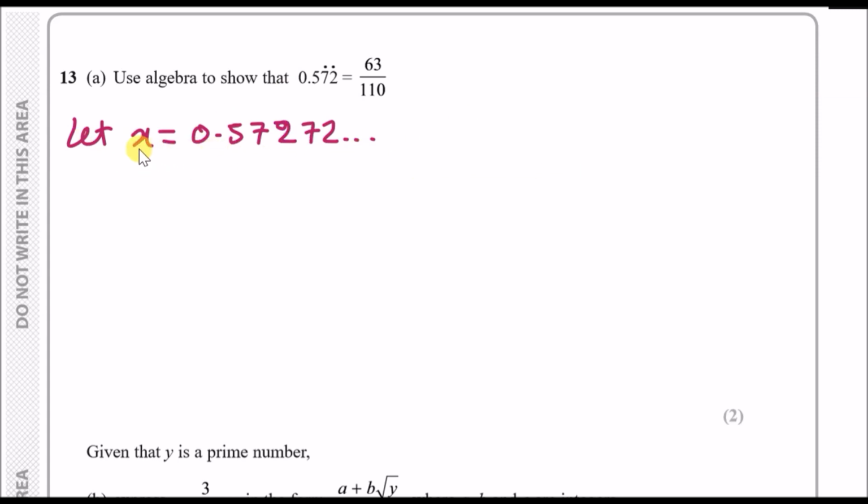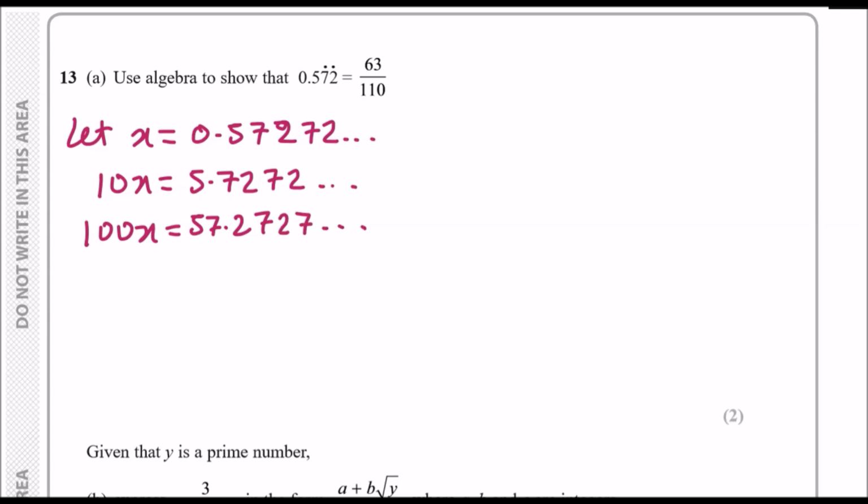So what I'm trying to say here is, let's multiply both sides by 10. So this tells us that 10x equals 5.7272. And we ask ourselves, are the numbers lined up yet? Well, they aren't, because now you've got 5 and 7, 7 and 2. So the objective is to make them line up. So I'll multiply this by 10 again. So you get 100x equals 57.2727... And probably one more time, 1000x.